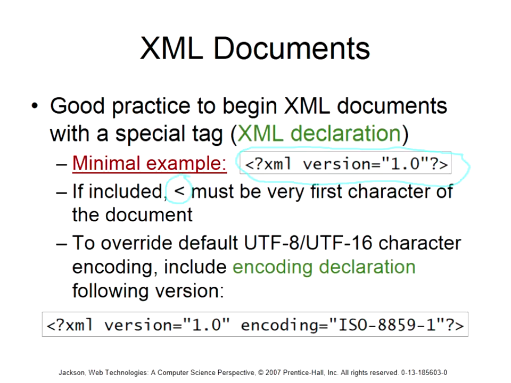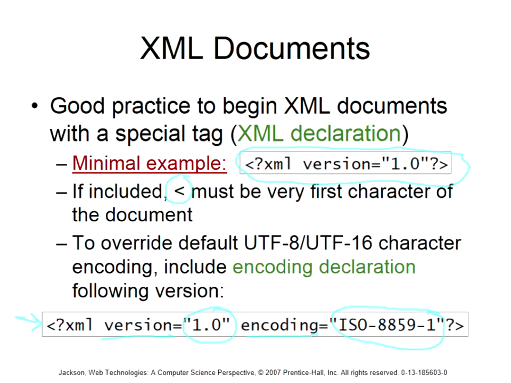So a good practice is to begin XML documents with a special tag, the XML declaration. So this is an XML declaration, a minimal example. To declare an XML document, we will use this XML declaration with only the version, 1.0 in our example. If included, this must be the very first character of the document.